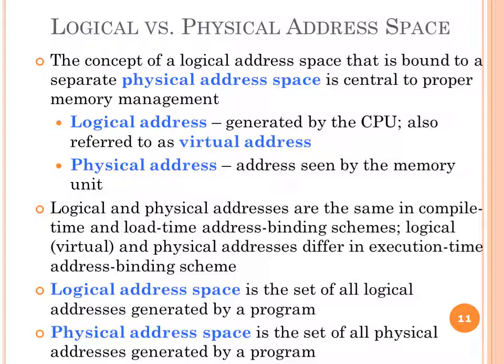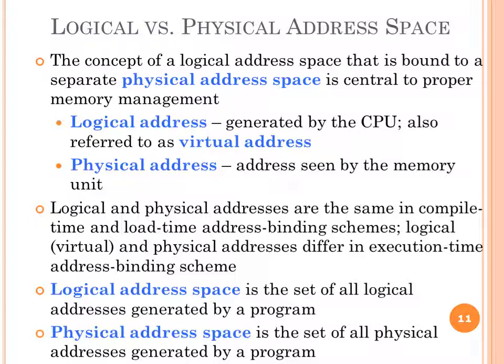A logical address is also known as a virtual address, so logical and virtual addresses are used interchangeably. The set of all logical addresses generated by a program is a logical address space. The set of all physical addresses corresponding to these logical addresses is a physical address space. Thus, in the execution time address binding scheme, the logical and physical address spaces differ.